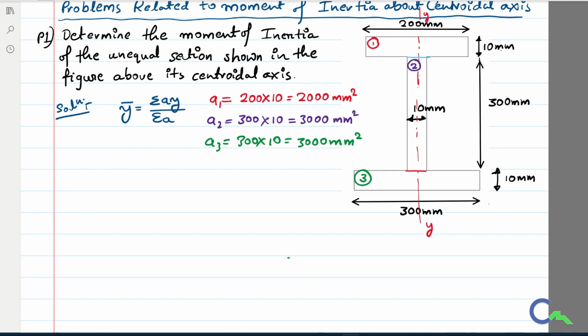So to find the y bar value, I need some reference axis. So I will take this as my reference axis. We have seen in the centroid location problems that we need some reference axis. I will call this the AB reference axis. With respect to that, I'm going to find the y bar distance.